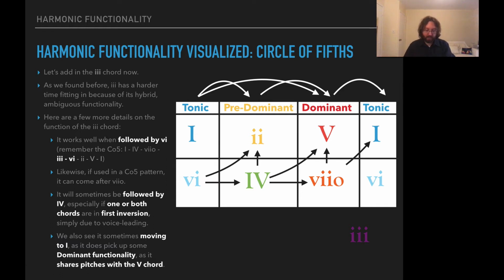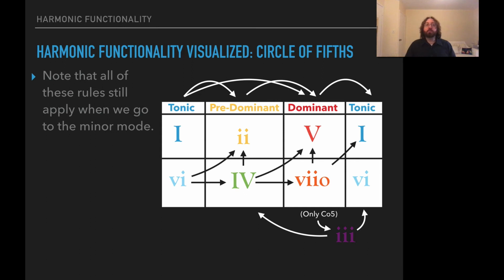So here we might have something like this. 3, 6, 4, 6, 2, 5, 1. That works fine. And like I mentioned before, sometimes we'll see it moving to 1 as it does pick up some shared dominant functionality from the pitches that it has with the 5 chord. So we see it moving to 6, we see it moving to 7, interacting with 7 in the circle of fifths, and we see it sometimes moving to the 4 chord.